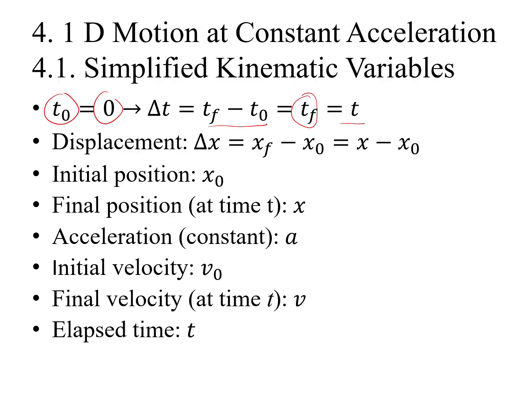Displacement is delta x, and that is final x position minus initial x position, and we also simplify this as x minus x naught. So initial position is x naught, final position is x, acceleration is a, initial velocity is v naught, and final velocity is v, and the time is t. So using these variables, we will be getting our kinematic equations.